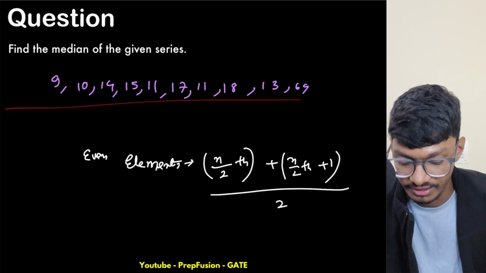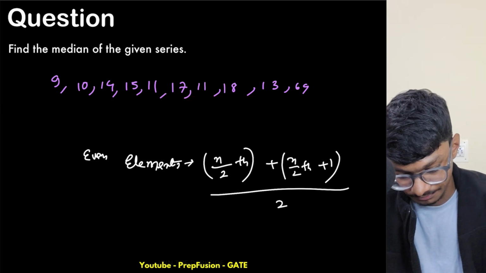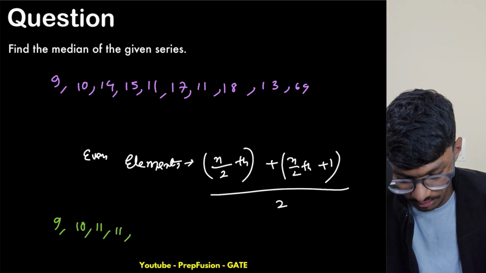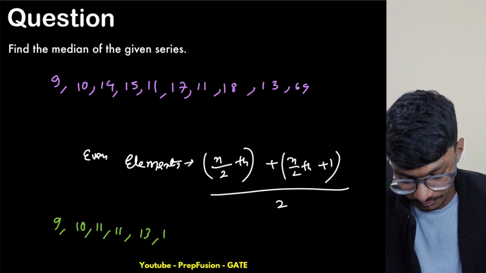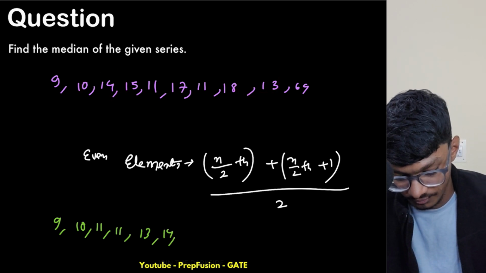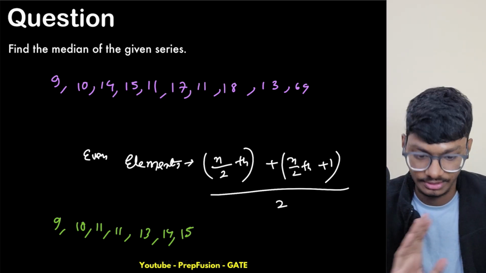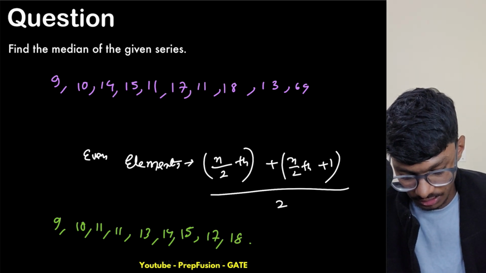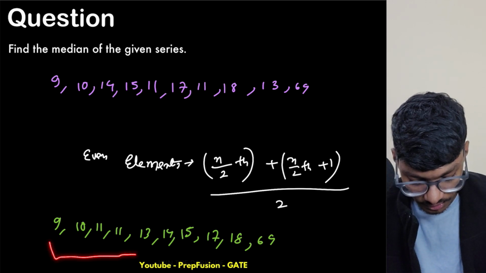So first we have to find the median. First you have to arrange this in ascending order. So 9, 10, 11, 11, 13, 13, 14, 14, 15, 15, 17, 18, 69. These are memory based, so it may so happen the data may be a bit off here and there, but the concept is the same.